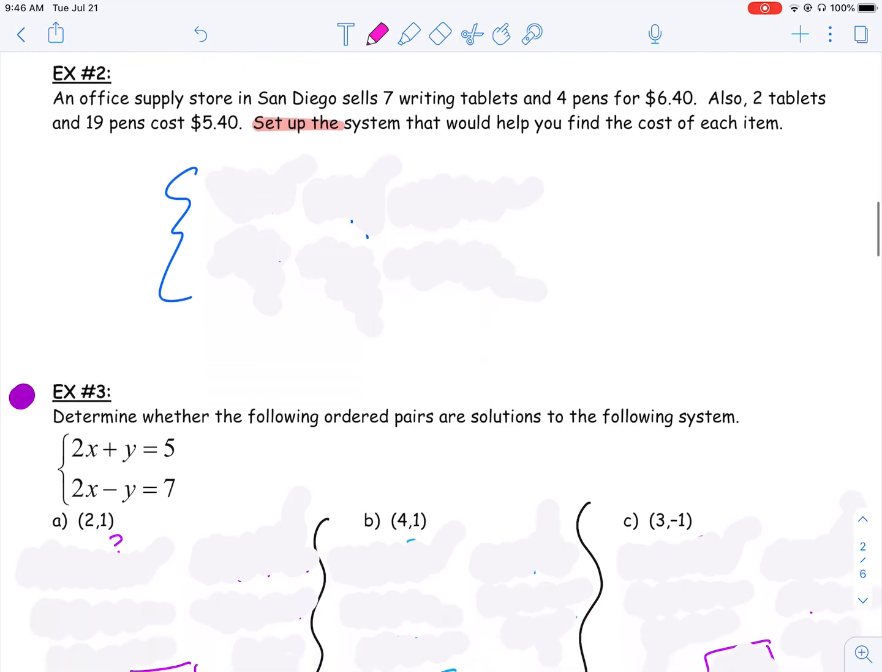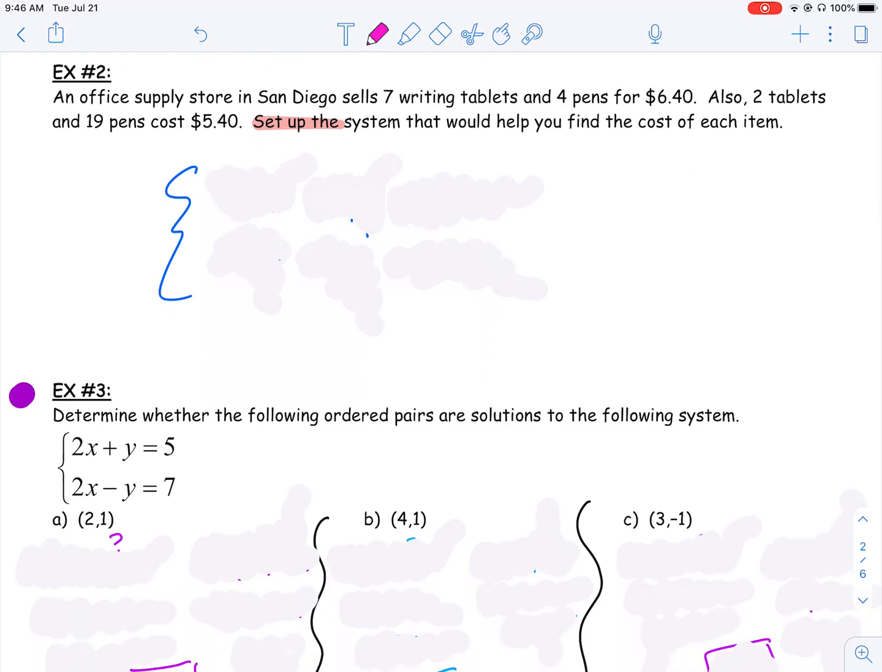Let's first, though, set up another example, like example number 2. Example number 2 says an office supply store in San Diego sells 7 writing tablets and 4 pens for $6.40. Also, 2 tablets and 19 pens cost $5.40. Let's set up a system that would help us find the cost of each. We want to figure out the cost of these writing tablets. Maybe I can call that W for writing tablets. And I want to figure out the cost of each pen. Maybe we can call that P for pens.